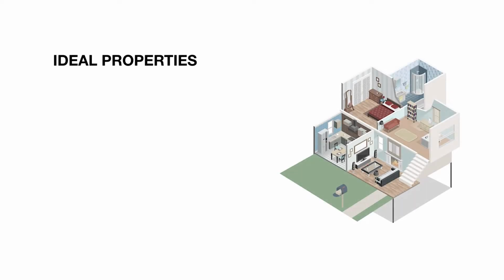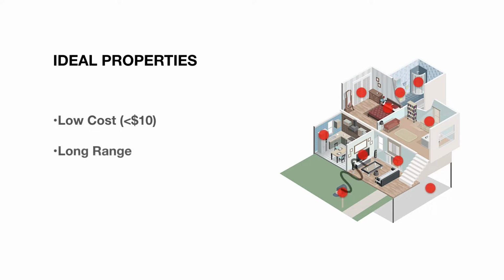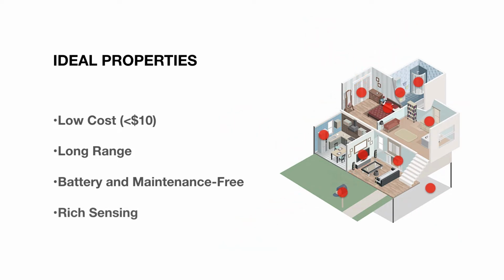An ideal sensing solution should be low cost. Instrumenting a home with 10 sensors should cost less than $100. It also needs to be long range, able to operate wirelessly, through walls, without line of sight, at whole building scale. It should be battery and maintenance free. After deployment, the system should just run without user intervention. And finally, it should enable rich sensing of multiple concurrent events, such as the state, count, and intensity of activities.